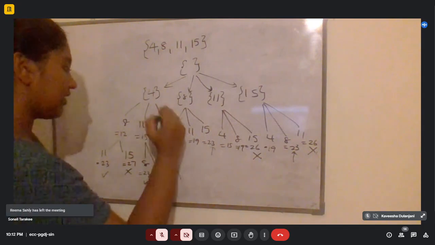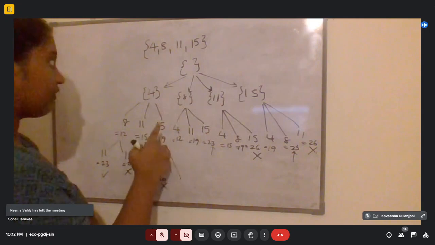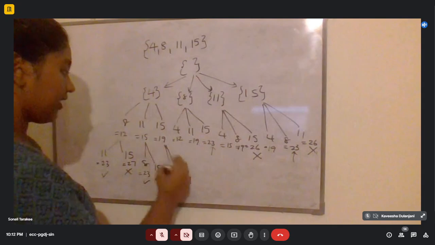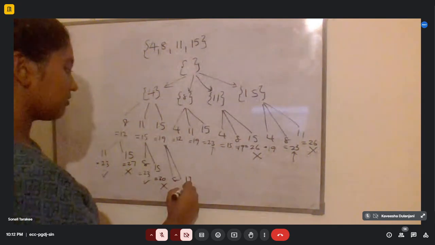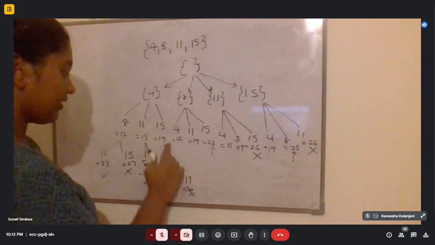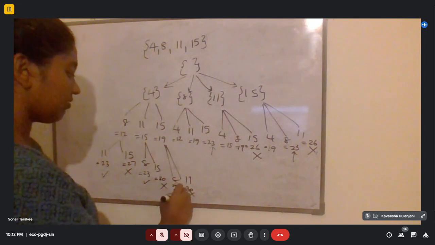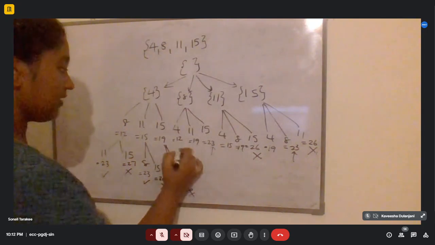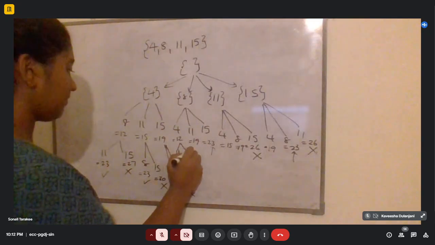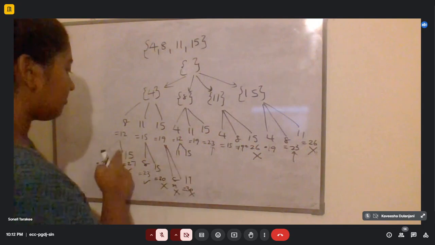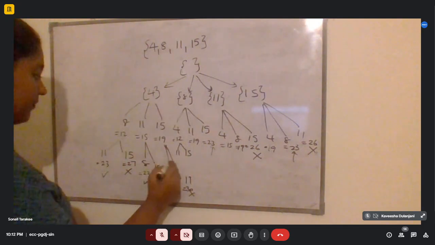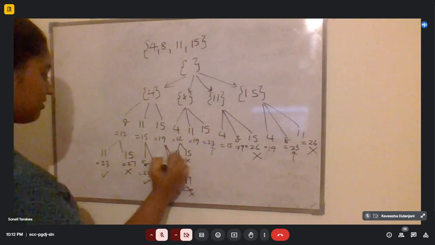This one, once you take it, 4 and 15 are taken, you have to take 8 and 11. So 19 plus 11 you get 30. You can't take it. 19 plus 8, 27. Also you can't take. Here 8 and 4 are taken, then you have 11 and 15, which is the same as this one. 4 and 8, 8 and 4. Okay. So this one can't be taken, this one can be taken.